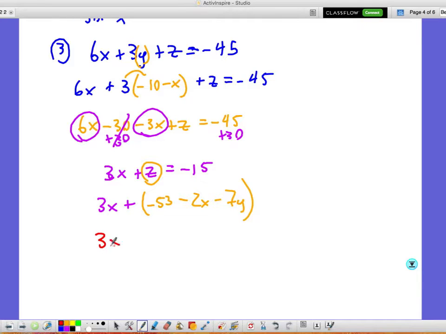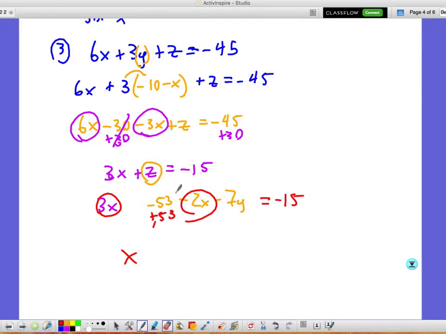So here I can just go ahead and combine like terms. I don't really need that parentheses there, and I don't need that plus sign. Actually, I did forget to write the rest of the equation. So I had 3x plus z equals negative 15. Okay, so let's combine like terms. I have 3x minus 2x. That basically just becomes x. Here I have 53. I want to go ahead and multitask here, so I want to add 53 to both sides.